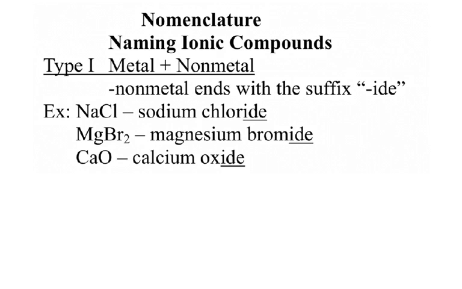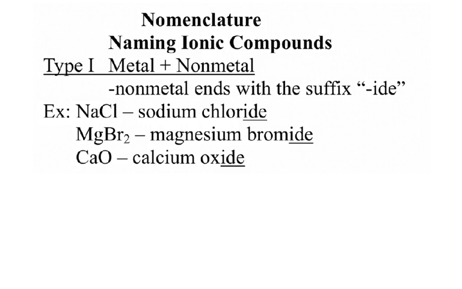Welcome everyone. In this video, we're going to learn how to name ionic compounds containing polyatomic ions. In a previous video, you saw us naming binary ionic compounds that consisted of just two elements, a metal and a non-metal, and you learned that the metal is always written first. It stays the same. And then the non-metal ends in the suffix -ide.